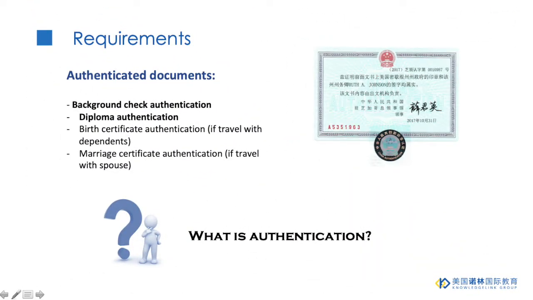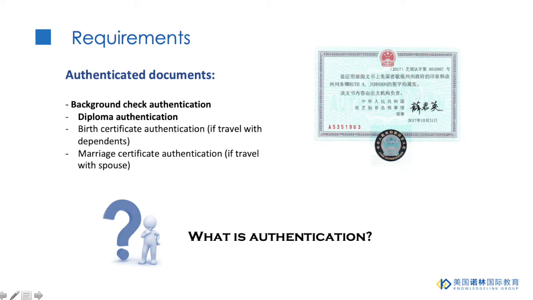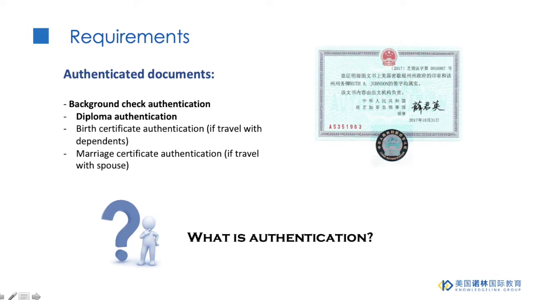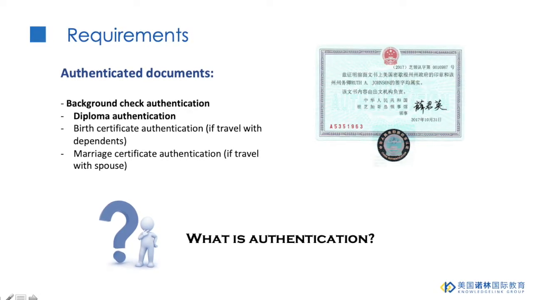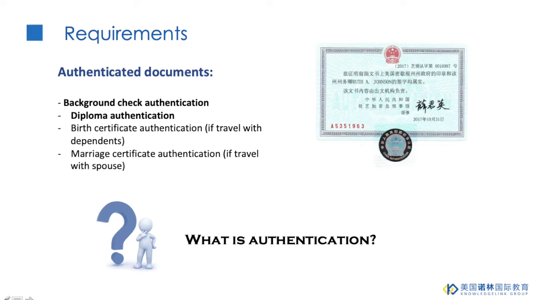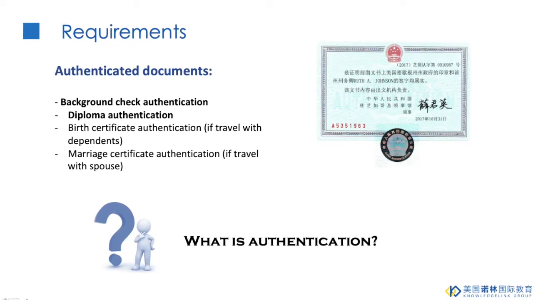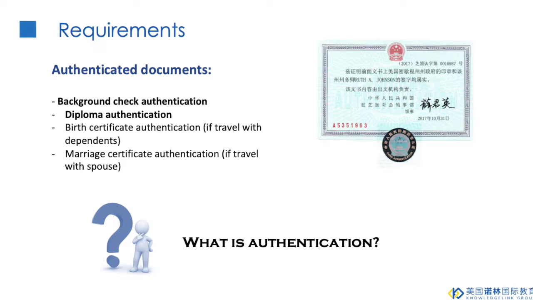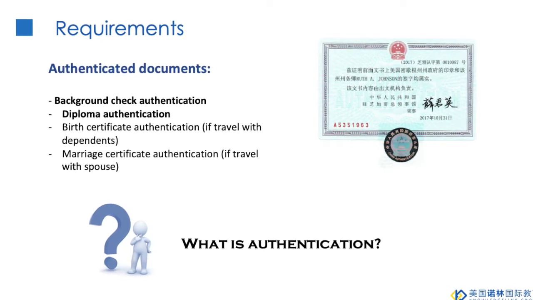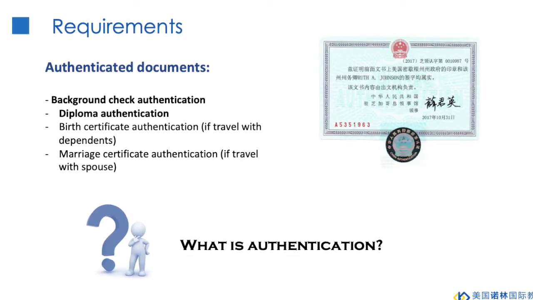Then here come the authenticated documents. As mentioned before, for everyone, we will need your authenticated background check and authenticated diploma. And if you are traveling with dependents, we will need your authenticated marriage certificate and authenticated child birth certificate.